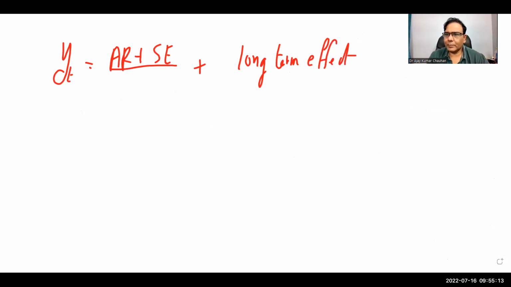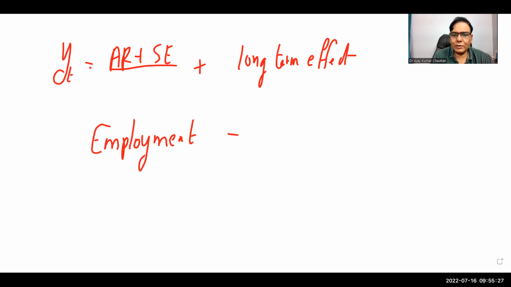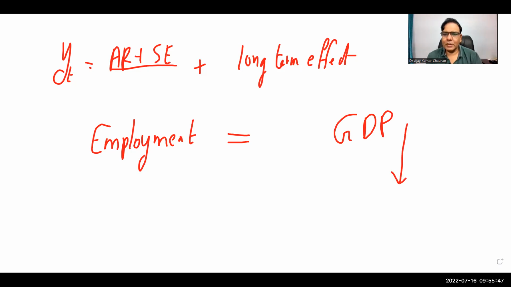Okay, I'm giving you one example. Suppose we are having the employment as a dependent variable, and you know that the employment depends upon the GDP. GDP is representing the status of the economy. Now think that GDP is going down. This is called negative impact.